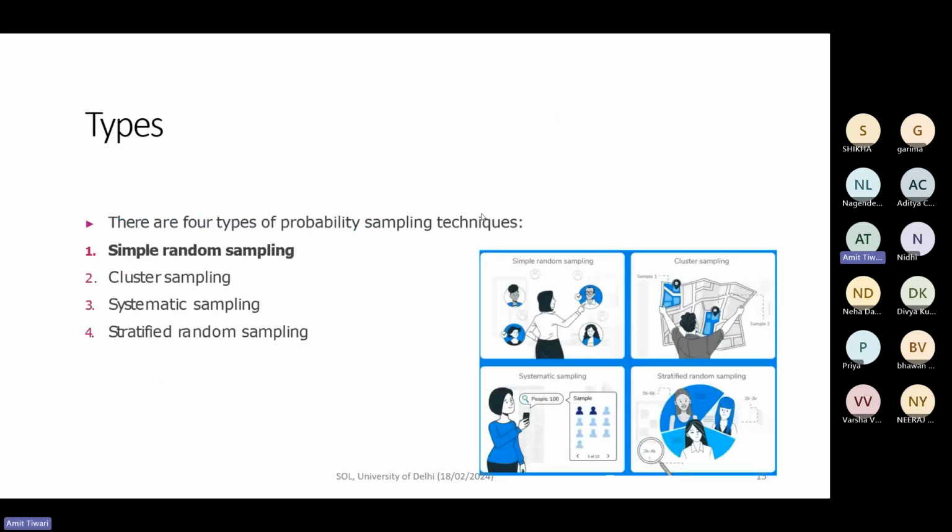Then as I told, there are four kinds of sampling techniques: simple random sampling, cluster sampling, systematic sampling, and stratified sampling. These four are the types of probability sampling techniques. So we will go to each one by one.